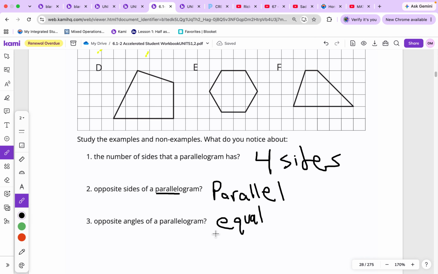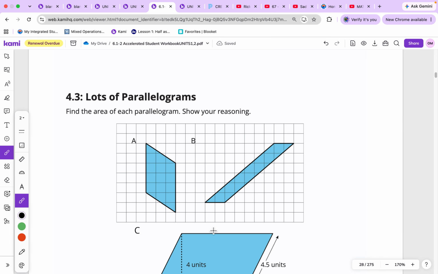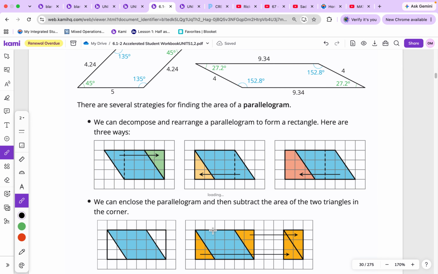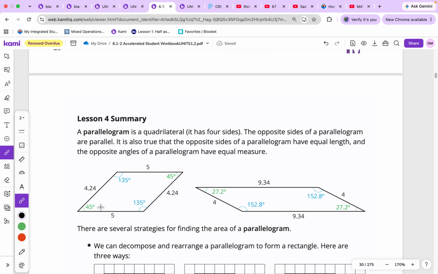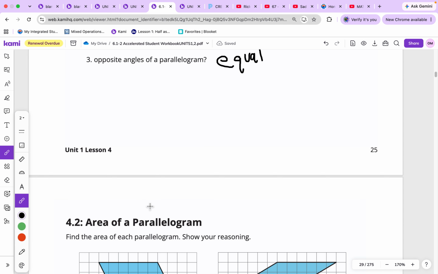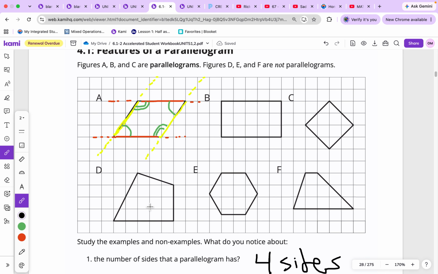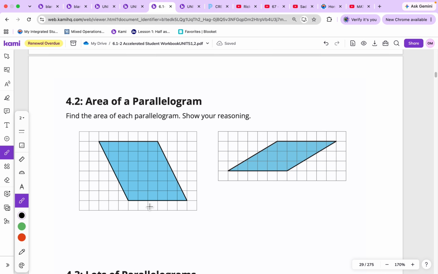Here's an example in the summary that shows some number degrees for the angles, like 45 degrees, 45 degrees, 135 degrees, 135 degrees. So opposite angles are equal to each other. Okay, section 4.1 is done. We'll move on to the next section, section 4.2. Find the area of each parallelogram.